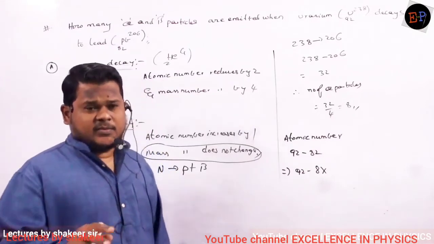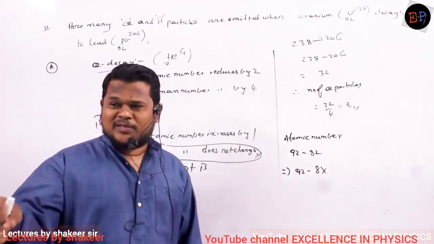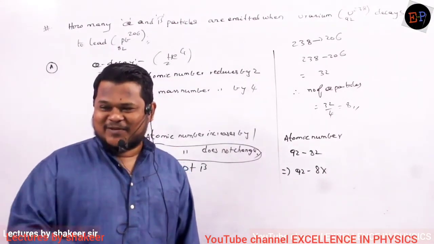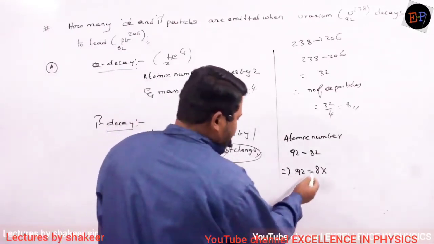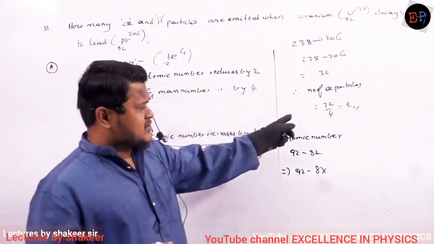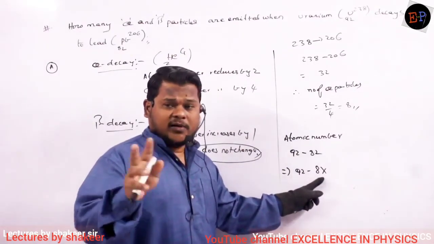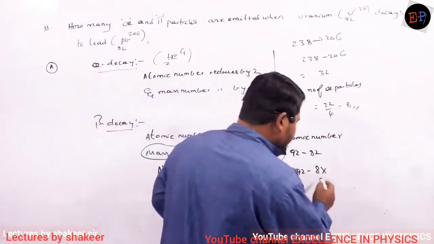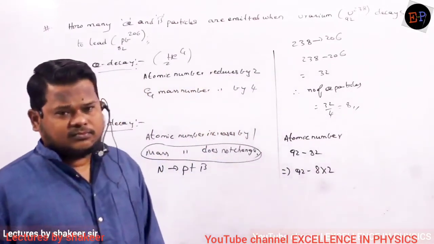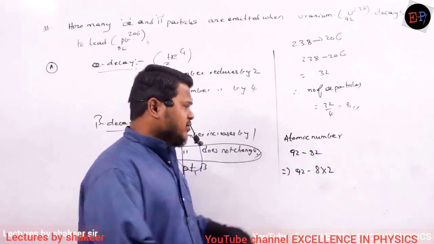Listen, you have to listen very carefully. Our brains are already not as big as human brains, only as much as chickens have. So listen carefully first. So 92 minus how many alpha particles are released? 8 alpha particles. And with each alpha particle, proton number reduces by 2. So can I write 92 minus 8 into 2? That's all. 92 converted into 82.